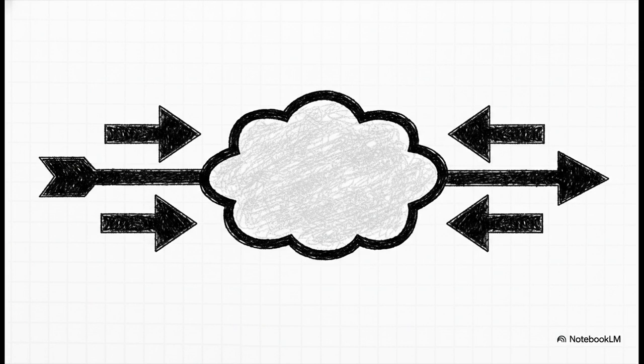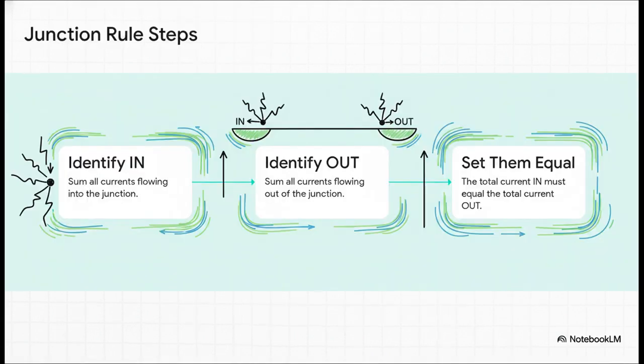The physical principle behind this is so simple and honestly so elegant, it's the conservation of charge. You can't just create electric charge out of thin air, and you can't destroy it. That means whatever amount of current flows into a junction has to be the exact same amount that flows back out. What goes in must come out. And actually using this rule is super easy. First, you just add up all the currents flowing into the junction, then you add up all the currents flowing out. And because of that conservation law, those two numbers have to be exactly equal. It's a perfect balance every single time.